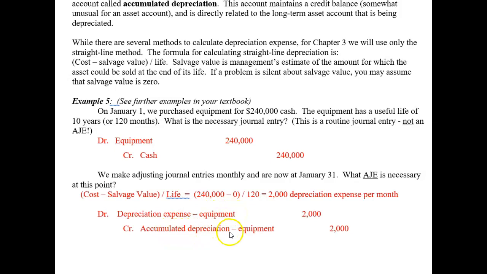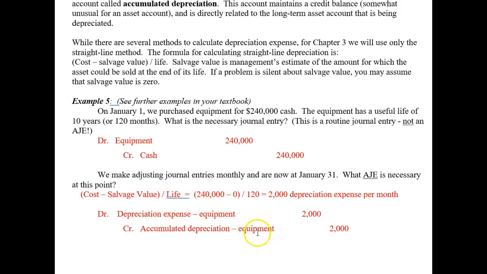Now how about this silly accumulated depreciation - equipment account? Well, accumulated depreciation - equipment is an asset account. It has a normal credit balance. Instead of crediting the account called equipment, we leave that account alone completely. And we credit another asset account with a normal credit balance called accumulated depreciation - equipment. If it was a vehicle, we would credit accumulated depreciation - vehicles. This is a contra asset account.